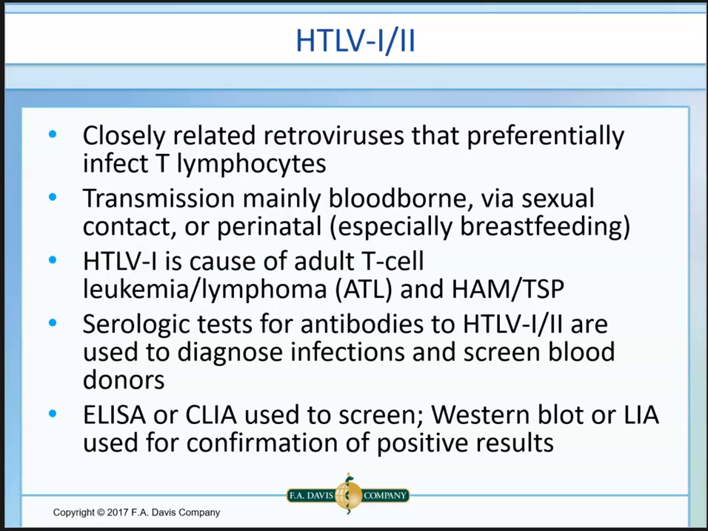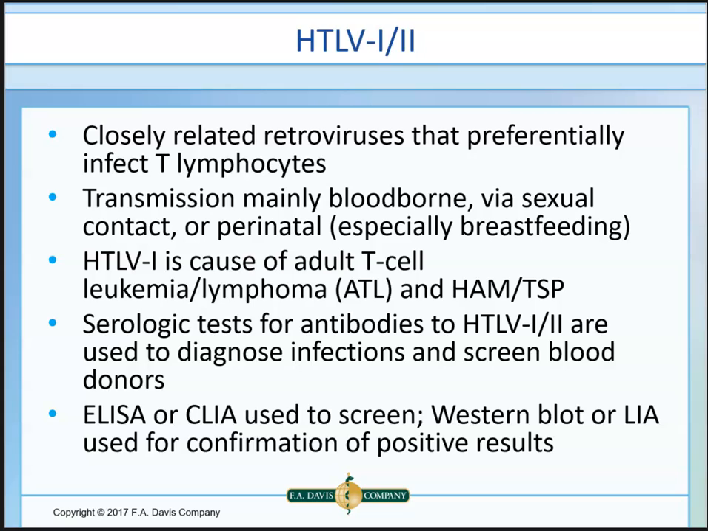Okay, HTLV-1 and 2. This is human T-lymphotropic virus 1 and 2. It's a retrovirus. We first thought this is what HIV actually was, but we found out it wasn't. It's transmitted usually by bloodborne routes, sexual contact, perinatal, and breastfeeding. HTLV-1 causes adult T-cell leukemia lymphoma, that's ATL. HAM/TSP is another disease it can cause.